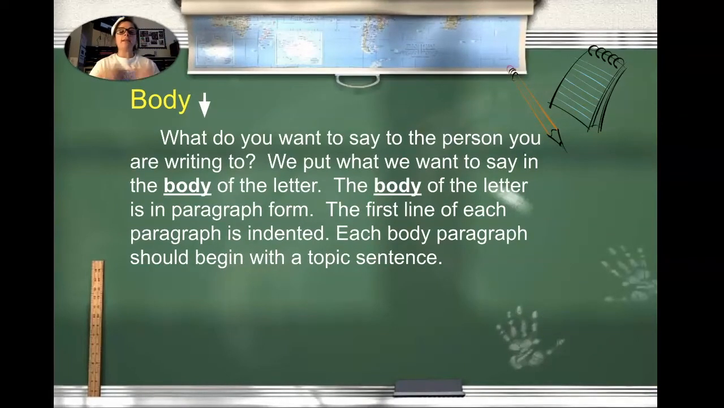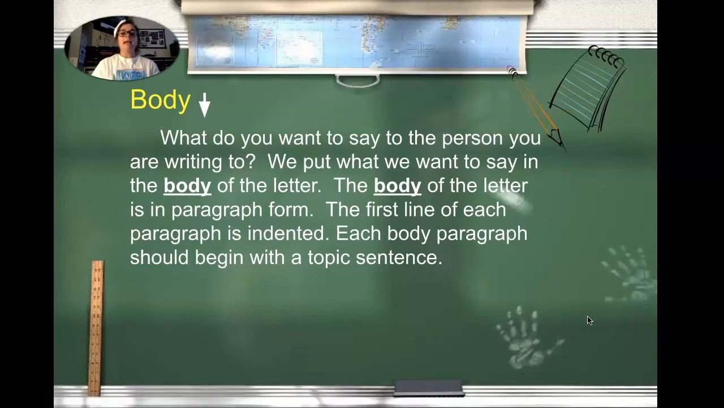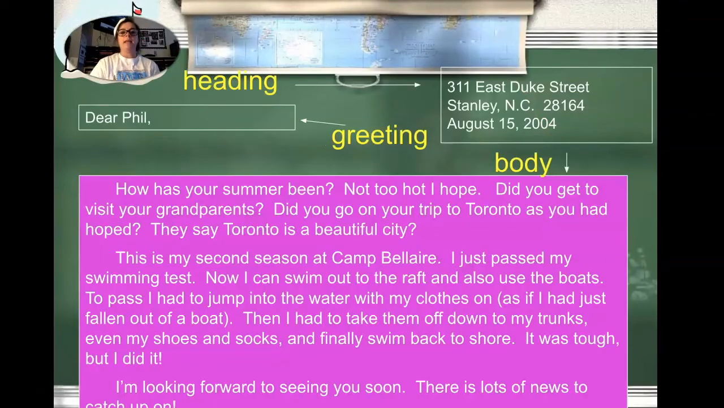And then the body of the letter. So this is what you want to say to us. What do you want to tell us about yourself? So I want to remind you that for the body paragraphs, you're going to want to indent the first line, which is your topic sentence. And you want to make sure that your paragraph is a minimum of 5 to 7 sentences.